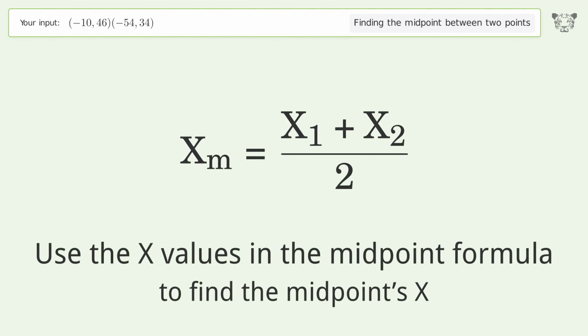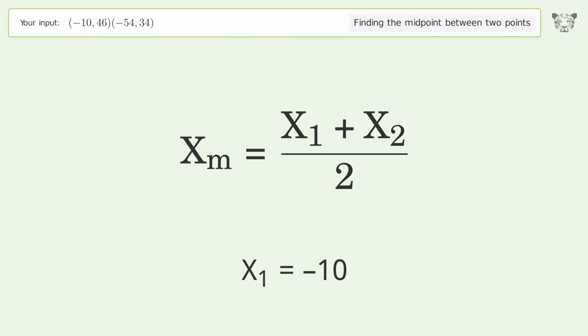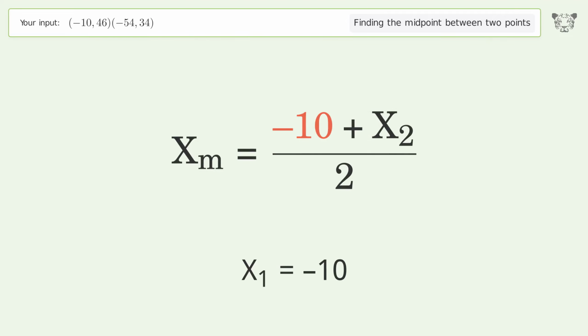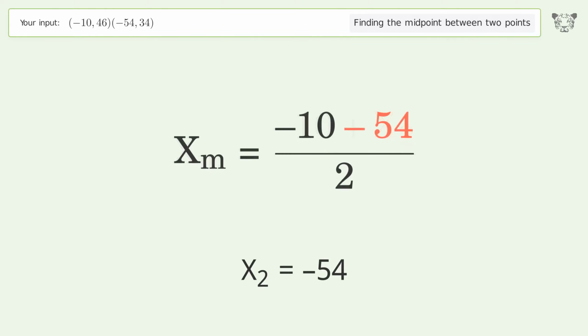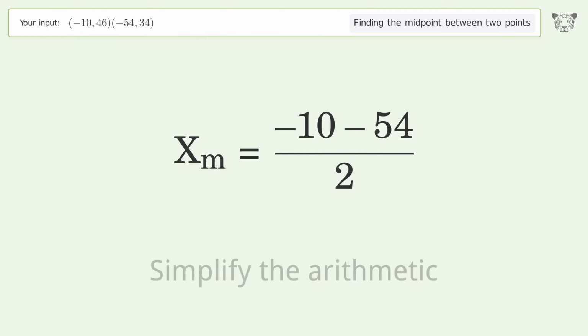Use the x values in the midpoint formula to find the midpoint's x. x1 equals -10. x2 equals -54. Simplify the arithmetic.